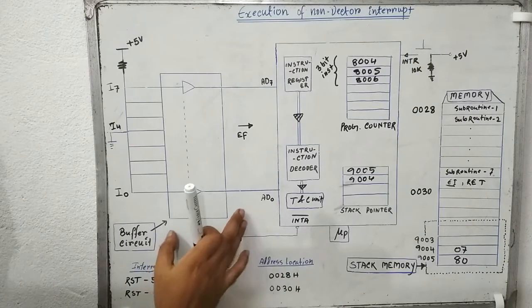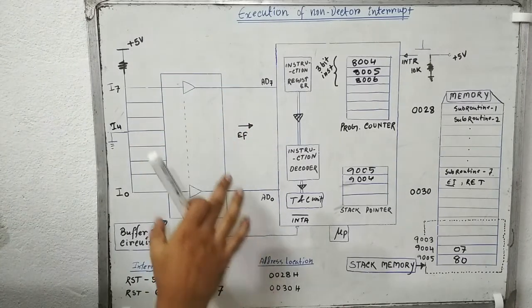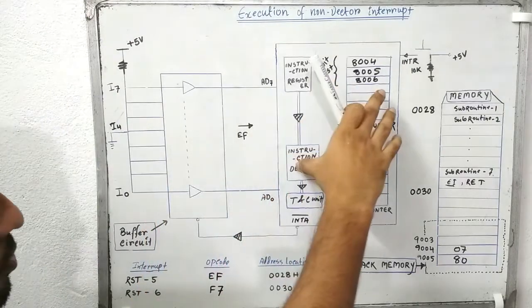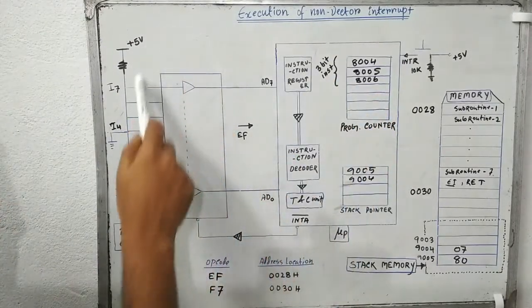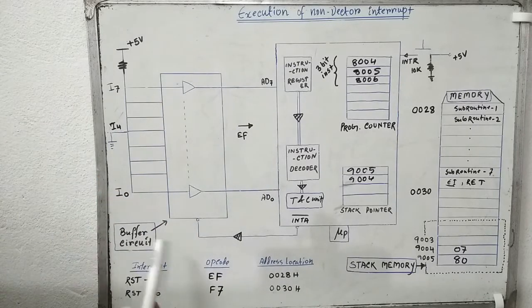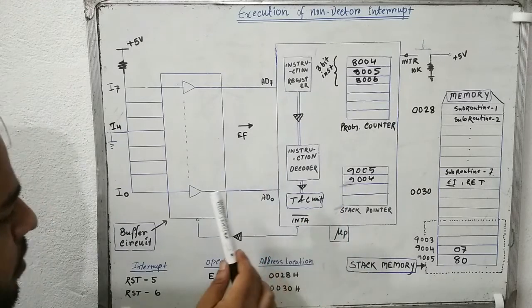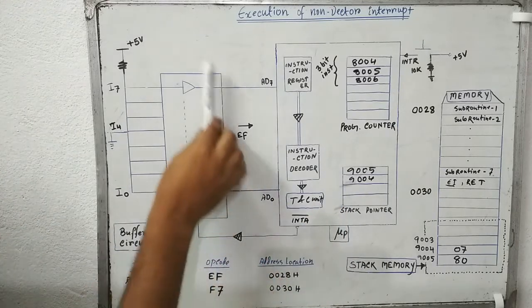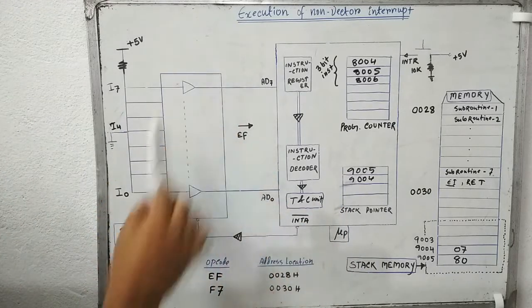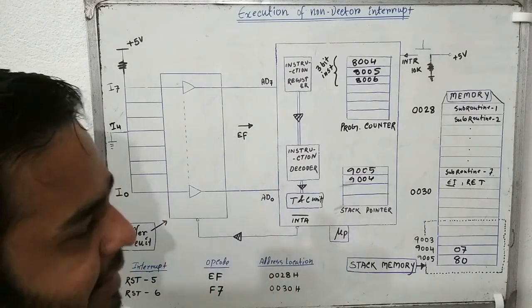Now just come to here, then you will find one external circuit connected to the microprocessor, and this external circuit is called the buffer circuit. What it does, it provides a particular opcode to the microprocessor. And what is the function of this externally connected buffer circuit? We will see the function of the externally connected buffer circuit a bit later.